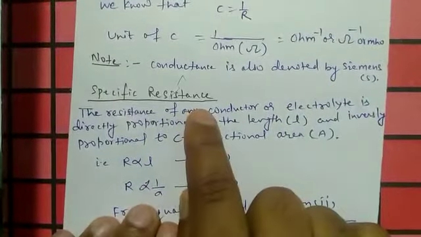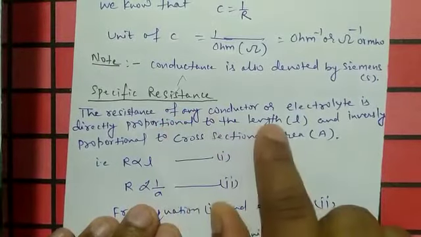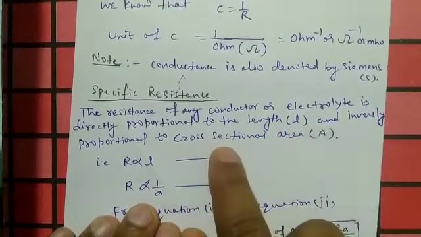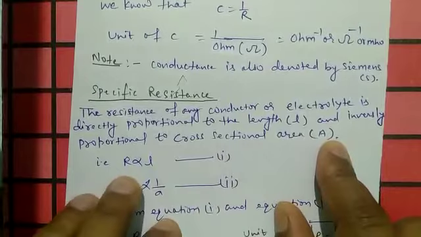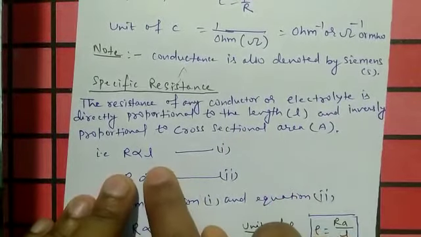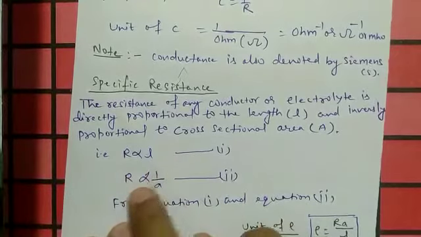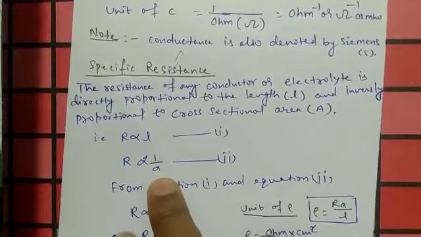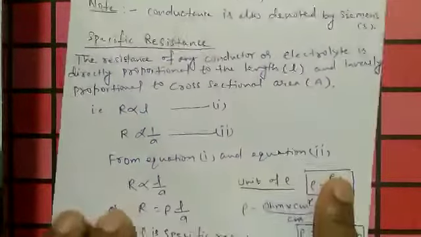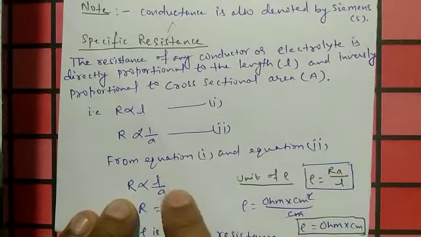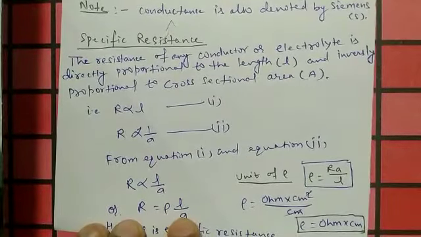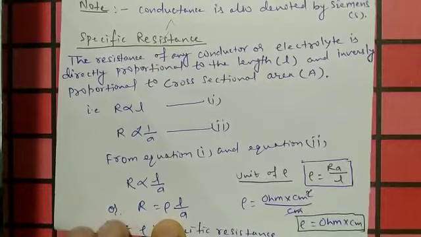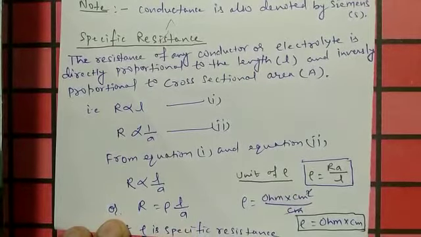Now, specific resistance. The resistance of any conductor or electrolyte is directly proportional to the length and inversely proportional to the cross-sectional area A. That means resistance R is directly proportional to the length of the conductor, and resistance is inversely proportional to the area of cross section of the conductor. So combining both 1 and 2, we get R is directly proportional to L by A, or R is equal to rho into L by A. If proportionality is removed, then a constant rho is introduced, and this rho is called the specific resistance.